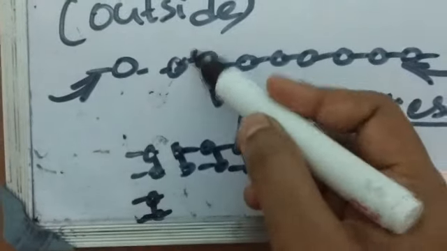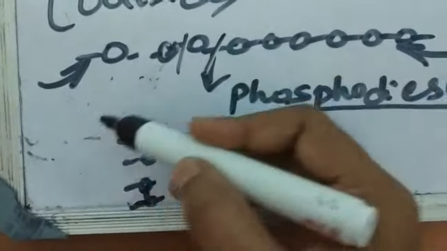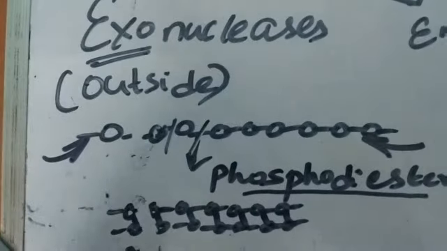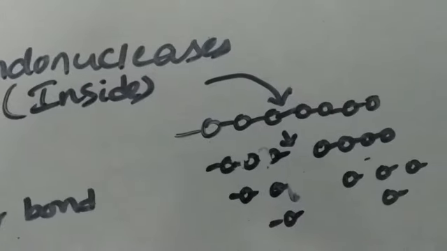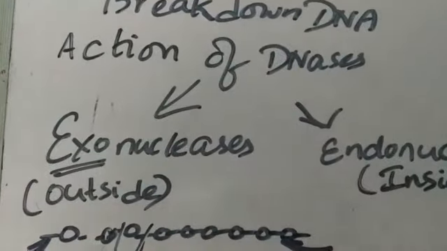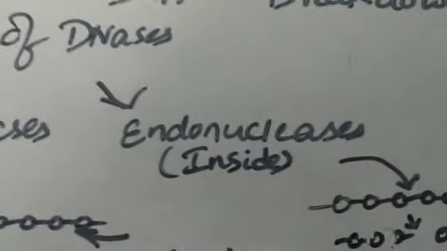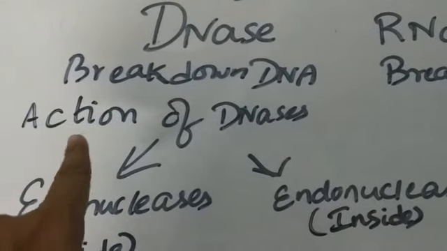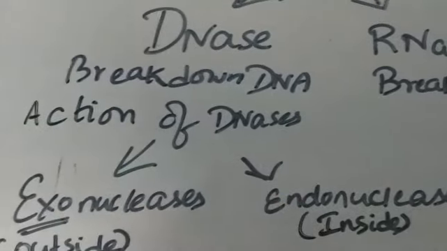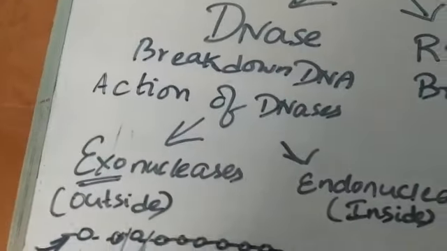So once this is removed, it can break this, remove this also. It can break this, remove this nucleotide also. But exonucleases do it from one end or from both the ends, whereas endonucleases can cut the DNA anywhere in between the DNA. So this is the basic difference between exonucleases and endonucleases, which are two types of DNases depending on their action. Okay, so let us take in more details about these DNases.